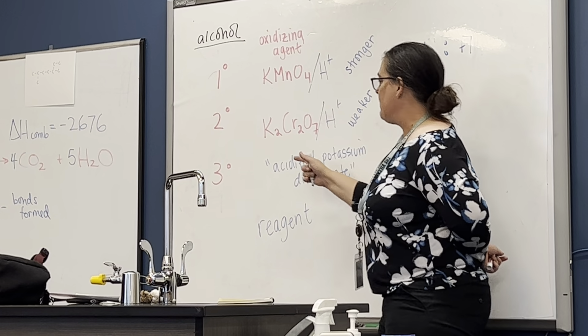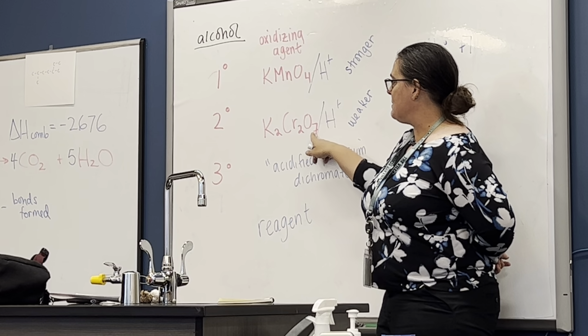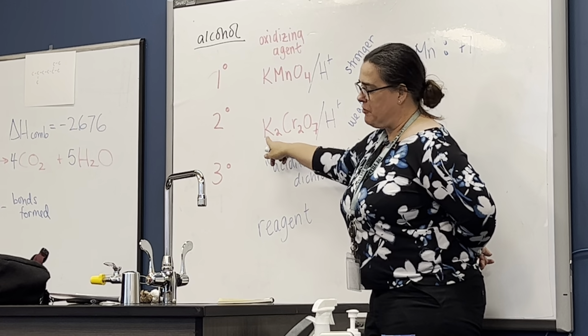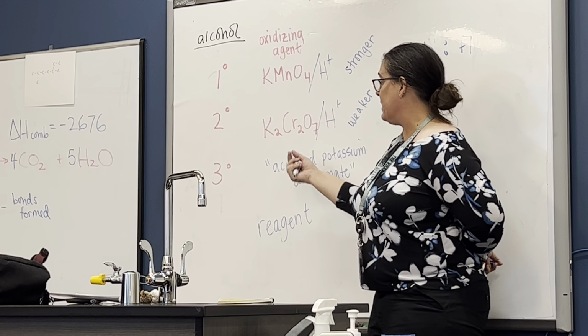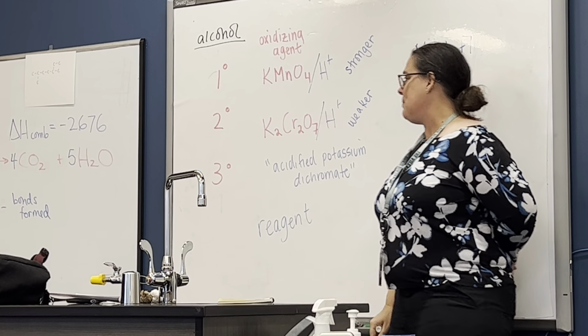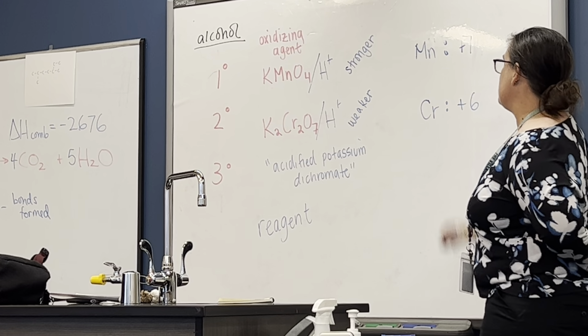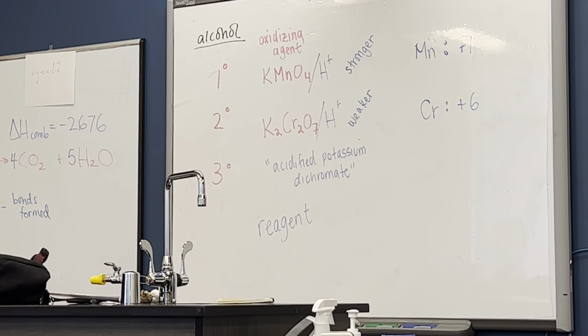If I play the same game here for chromium, 7 times -2 is -14, 2 times +1 is +2, -14 and 2 is 12, negative. So the chromiums must add up to a +12, or the chromiums must be in a positive oxidation number of 6. Both of these things are very, very hungry for electrons. Both of these things are likely to be reduced.